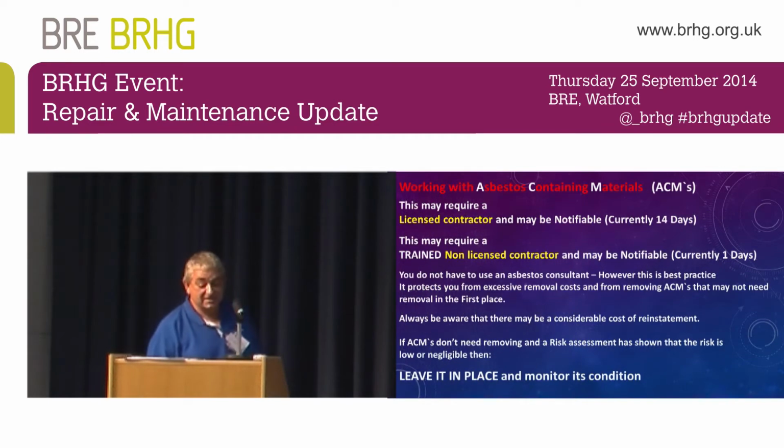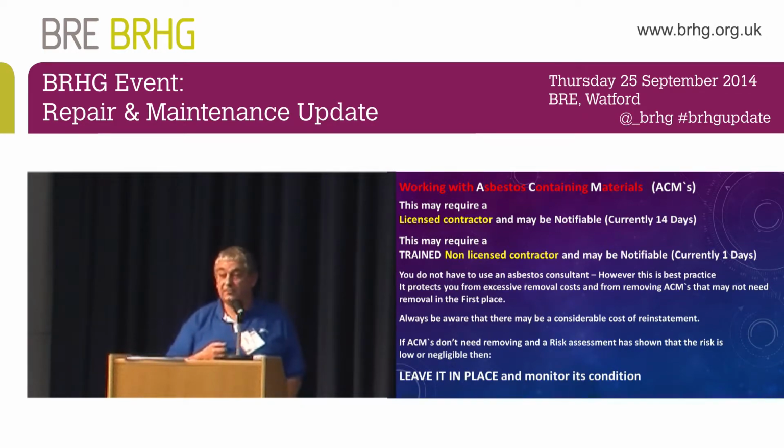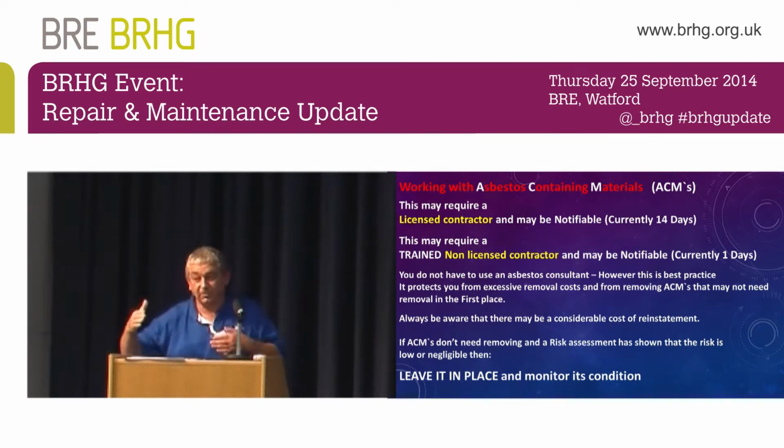So working with asbestos-containing materials may require a licensed contractor. If it turns out to be licensed work, for instance, all of these wallboards, if they were asbestos insulation board, that certainly would need a licensed contractor. And if you had not had your building surveyed and suddenly they find out it's AIB, you have now got to wait 14 days for that contractor to notify those works to the HSE. So that's your project stopped dead for 14 days.